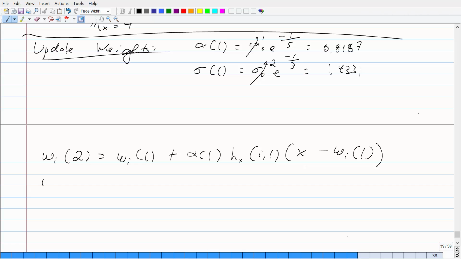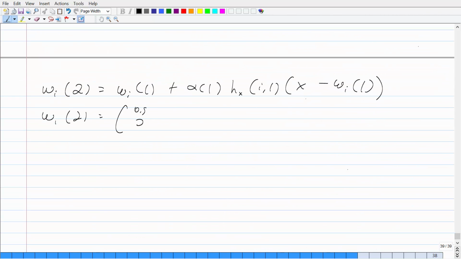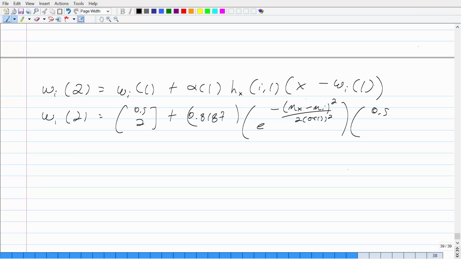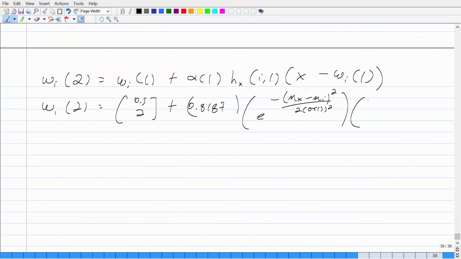Okay, so to do this for the first set of weights, the previous set of weights was 0.5 and 2, plus this was 0.8187 from before. This guy's going to be a little complicated, so you have e to the power minus 2 squared. And this becomes 0.5, oh sorry, the train example was minus 1.5, and then 0.5 and 2.